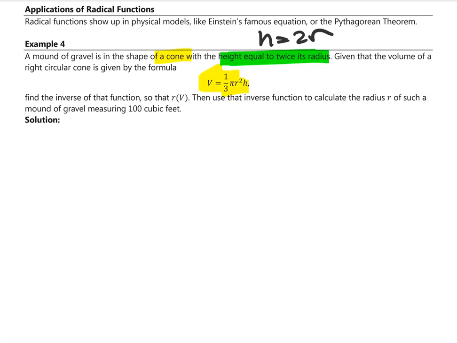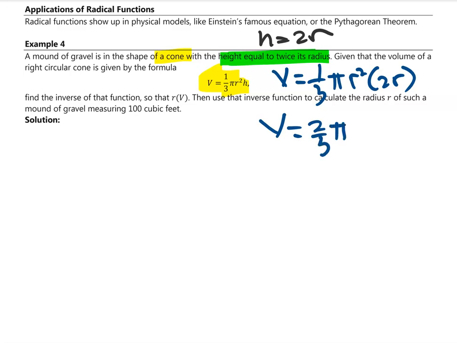So since we have a value of h which is equal to 2r, now we can substitute that to the h here. So I'm just gonna write V equals 1/3 of pi r squared times 2r. So meaning V is equal to, if we simplify this, 1/3 times 2 is 2/3, pi r squared times r is r cubed.